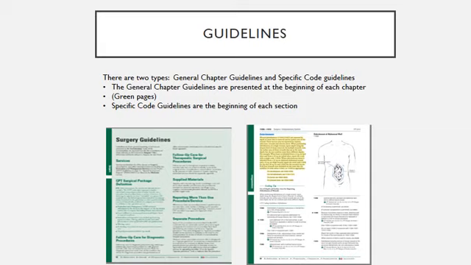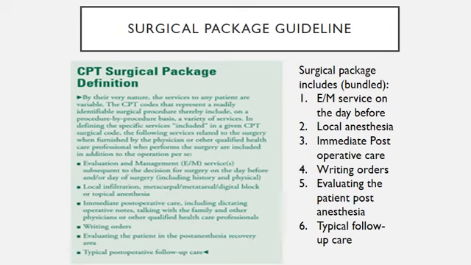Okay, so this is what guidelines look like. Surgical package guideline. This is just an example of what a chapter specific guideline would look like. And the reason why I chose surgical package is because this is important. This is something that you need to know. This drives the way you perceive, the way you code surgery codes. And surgery codes, you're going to have 60 surgery codes on the board exam, and that's significant enough for me to bring this to your attention.